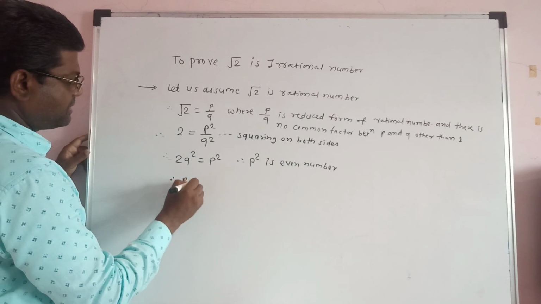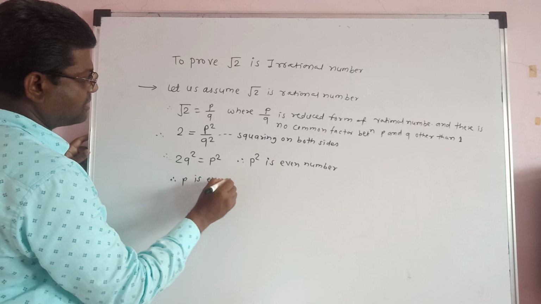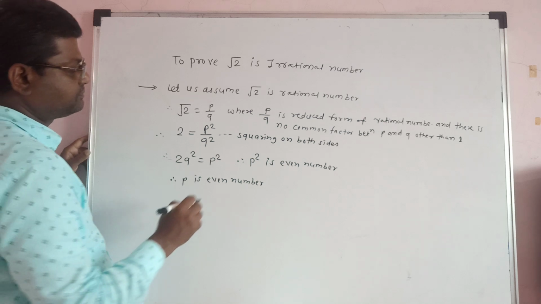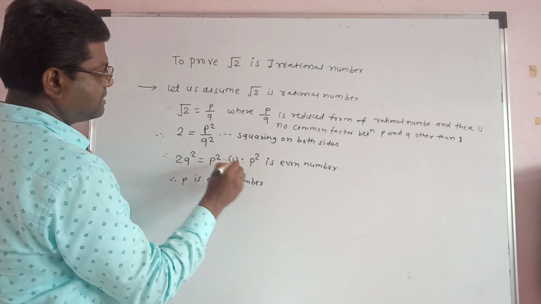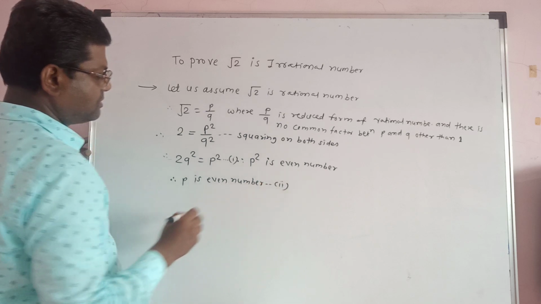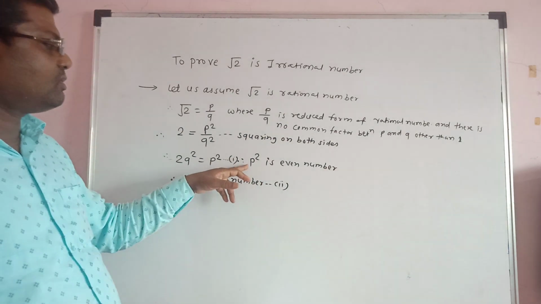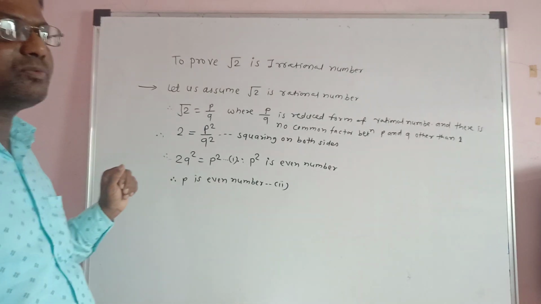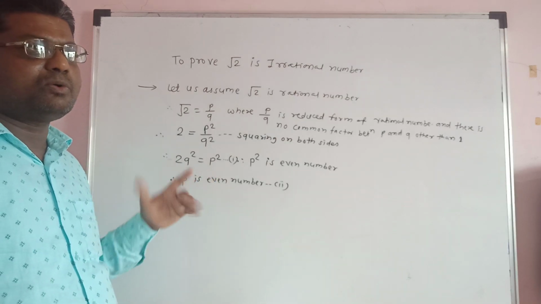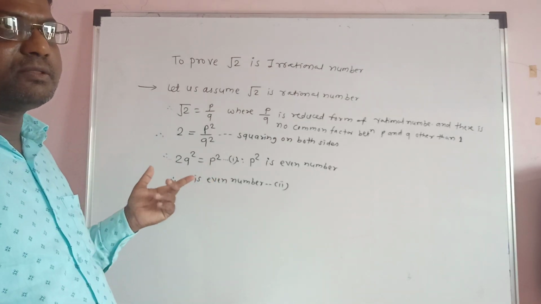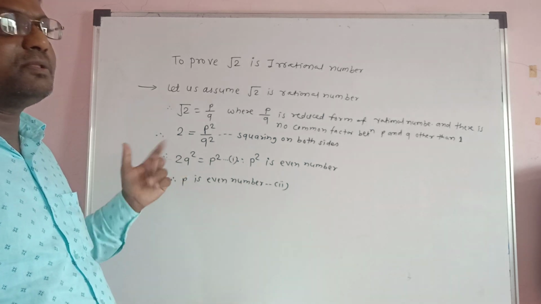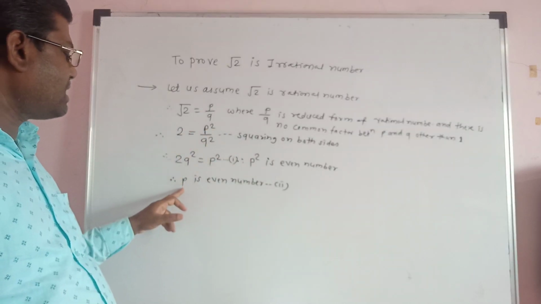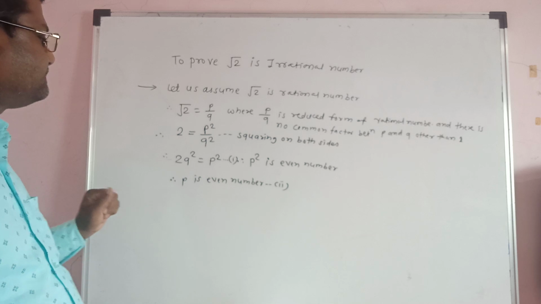Therefore, p is an even number. Let this be equation number 1 and this is equation number 2. We know that the square root of an even number is always an even number. For example, the square root of 4 is 2. 4 is even, 2 is even. The square root of 36 is 6. 36 is even, 6 is even. As p square is an even number, therefore its square root p is an even number.